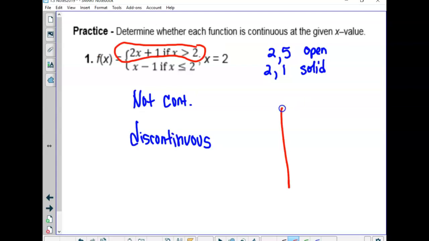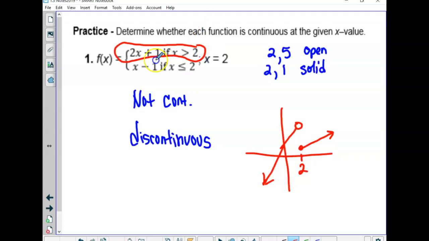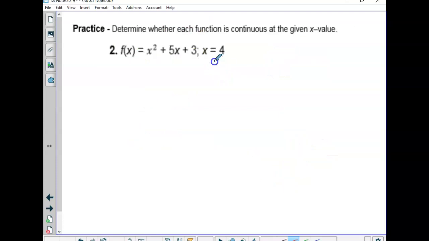By the way, if we had graphed this one, it would have been doing something like this. And then over here, doing something like this. We're going to get to graphing those, but there is a jump, and that jump occurs at 2. By the way, everywhere else, this is continuous. The only place it has a discontinuity was 2. All right, what about this one? Can you picture that graph in your head?